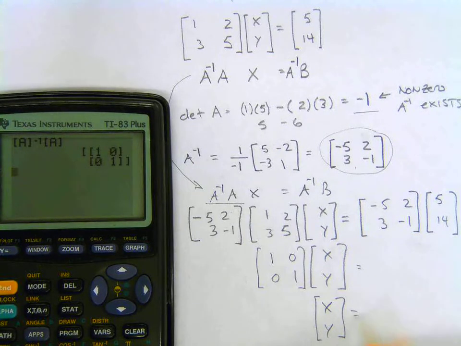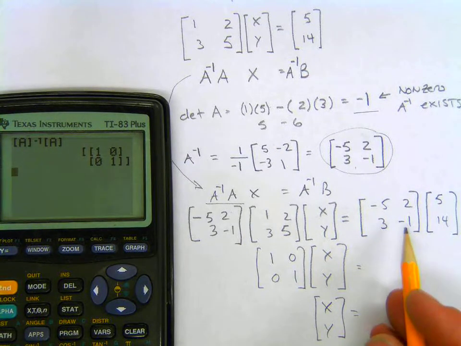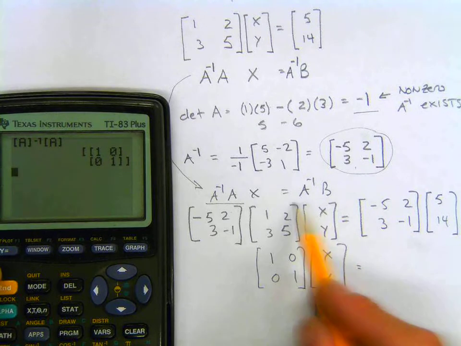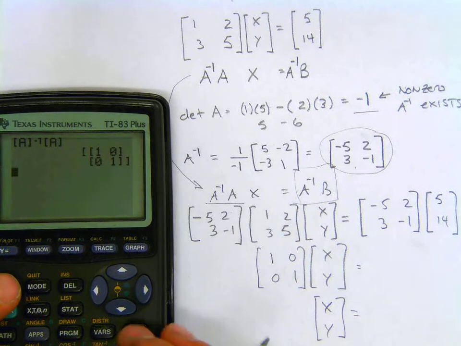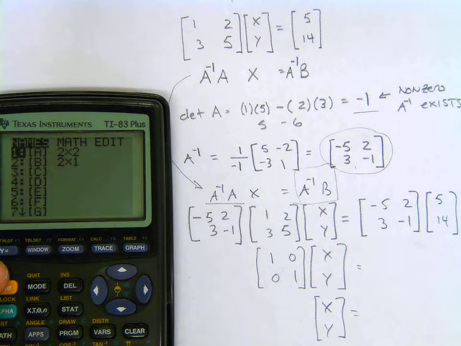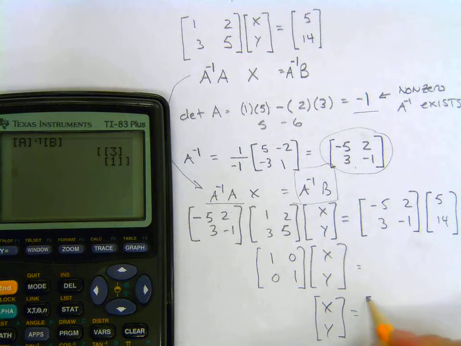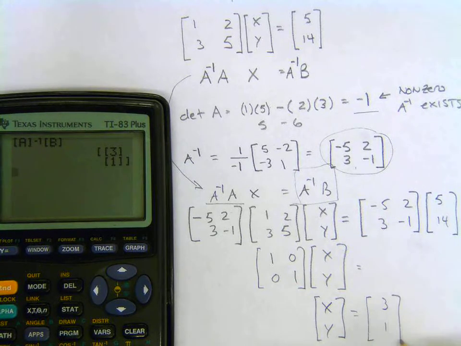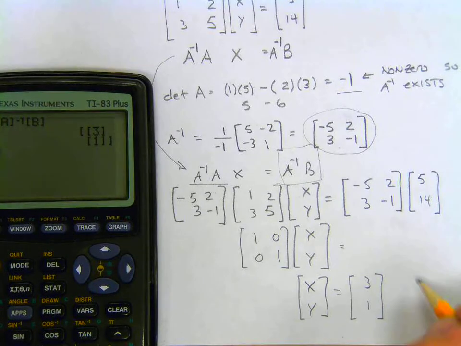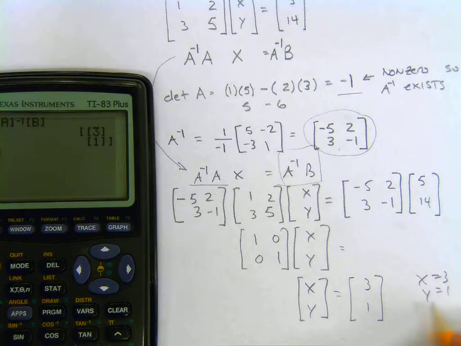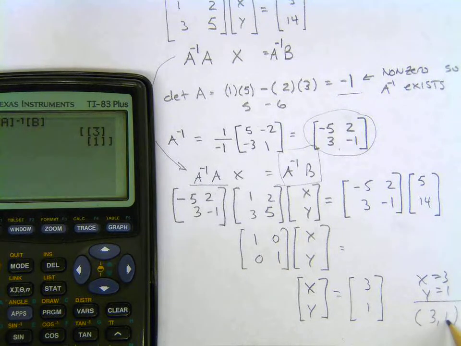And then on the other side of the equation, we are going to do this calculation, which is matrix A inverse times matrix B, and we get 3 and 1. So our solution is x equals 3, y equals 1, or you can write that as a coordinate 3, 1. And this would be the location where the two lines intersect.